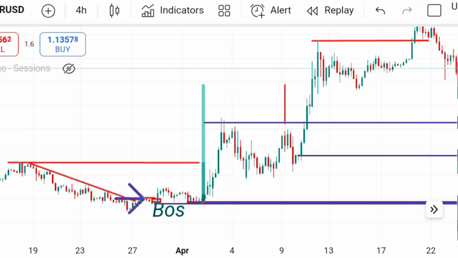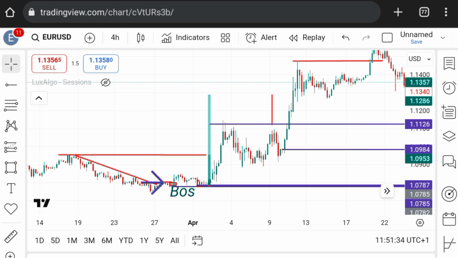So this is how you can go more than 1:1, more than 1:2, more than 1:5 out on your trade.